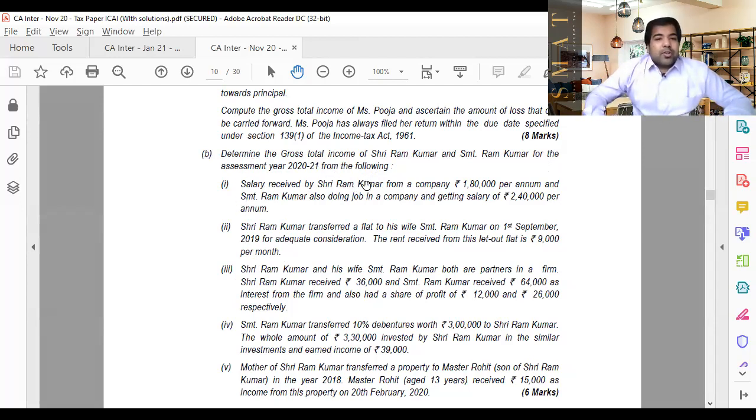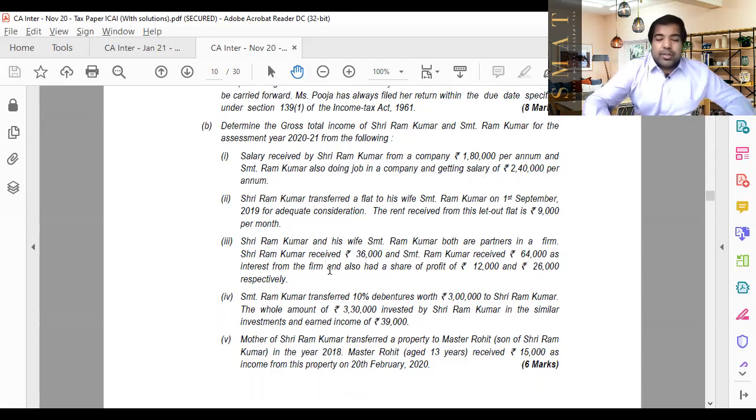So salary received by Sri Ram Kumar, Mr., is 1,80,000 per annum. So you'll add 1,80,000 to Mr. But if you know the salary chapter already, guys, you have a standard deduction, SAP minus SEP. So there's a standard deduction of 50,000. So 1,80,000 minus 50,000 will be in Mr.'s hand. And Mrs. is getting a salary of 2,40,000. So 2,40,000 minus 50,000 will be the salary in Mrs.'s hands. Let's go to the next one.